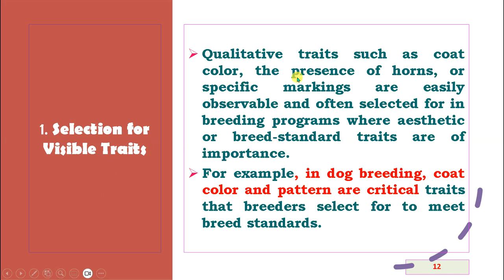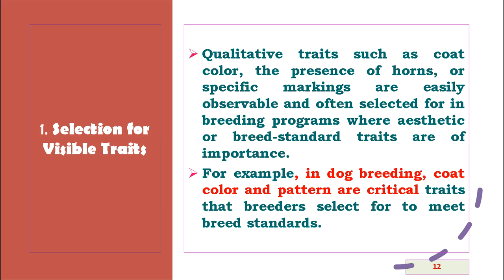The coat color, the presence of the horns. In the case of bullocks or bulls, the horn matters a lot, because a long horned animal makes a lot of value to that particular animal. Hence, the visible traits are also important for selection, and these are often selected in breeding programs, whereas aesthetic or breed standard traits are also of importance. In case of breeds, all these are very much considered: for example, the coat color, the horn length, the wither, or the texture of the skin. All these are very important for determining and identifying a breed character.